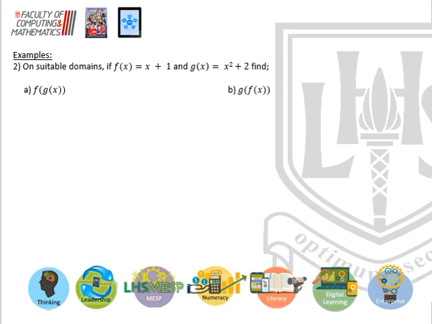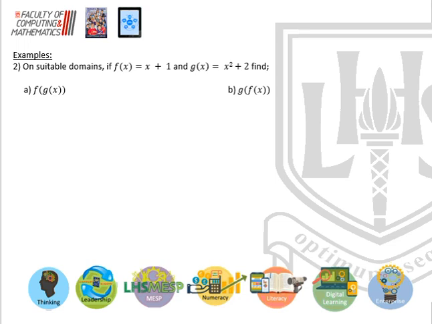Now the one that's a lot more common, that's the ones I've just done. One that's a lot more common is when you have two functions, you're not given a specific value, and you're asked to create the composite function. So here, 2a, we're looking at finding f of g of x, and for part b, we're looking at finding g of f of x. So you can see the difference there. On the first one, you're doing the function g first, and the second one, you're doing the function f first.